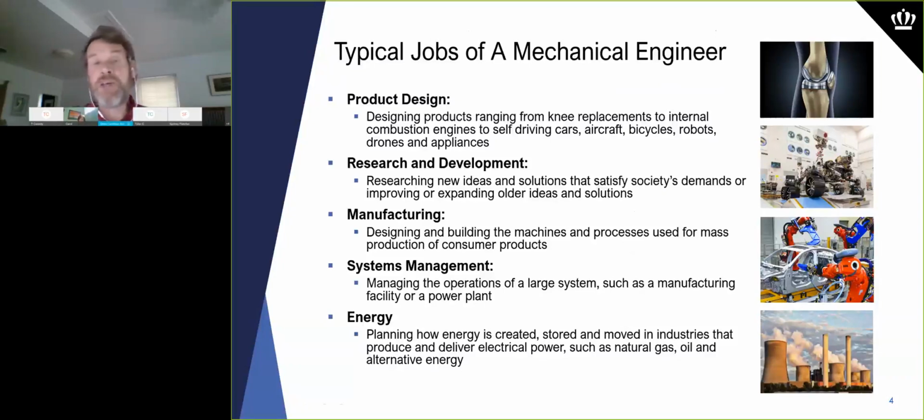Could be internal combustion engines, could be drones, right? Appliances at home. These are all products that we use and that have to have some aspect of mechanical engineering. Research and development. So here we're researching new ideas and solutions that satisfy society's demands, or maybe we're improving or expanding on older ideas. My example there is given by the picture of the 2020 Mars rover.